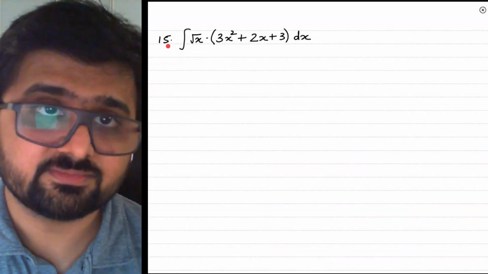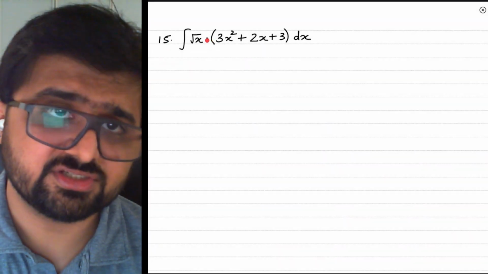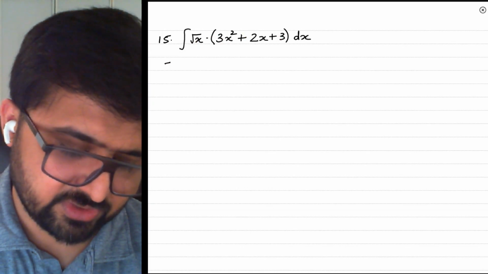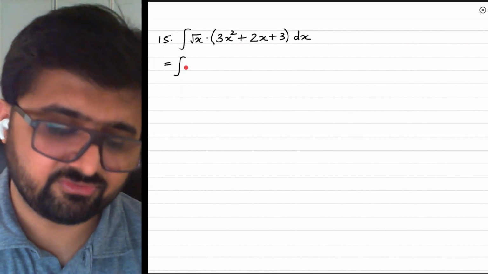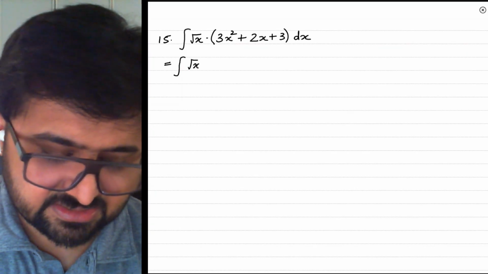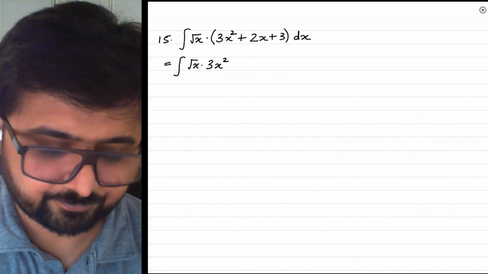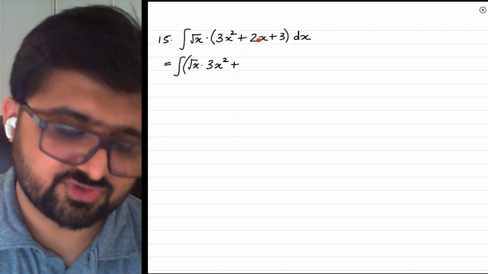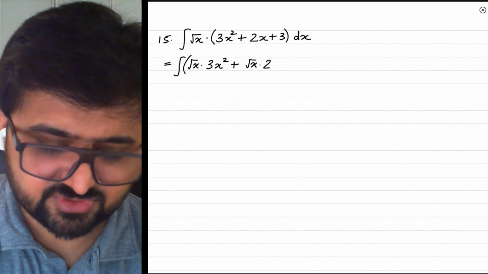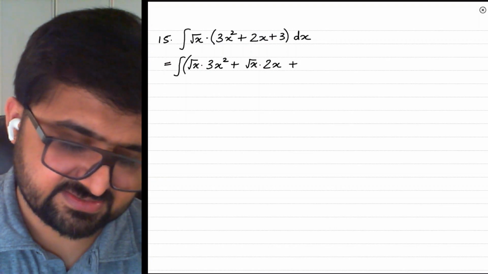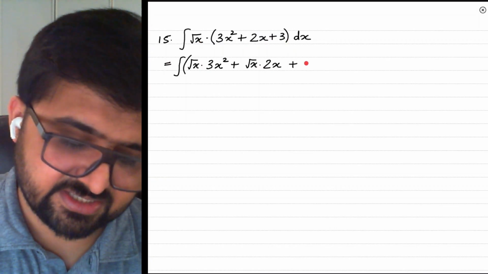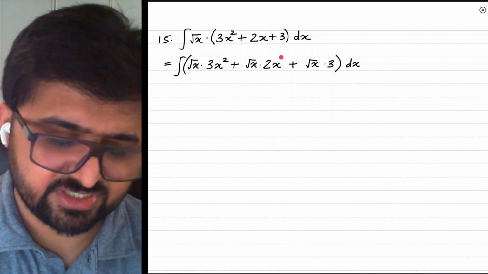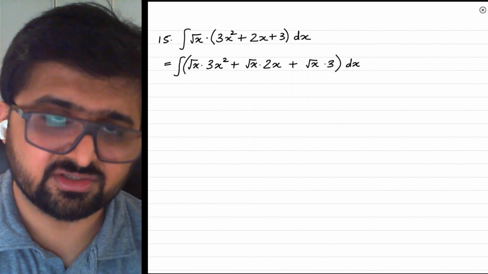All right, let's look at question number 15. It's again a multiplication. So you can simply multiply that root x inside the bracket and you get integral of root x times 3x squared, plus root x times 2x, plus root x times 3, dx. So you multiply that root x and give it to those three terms.